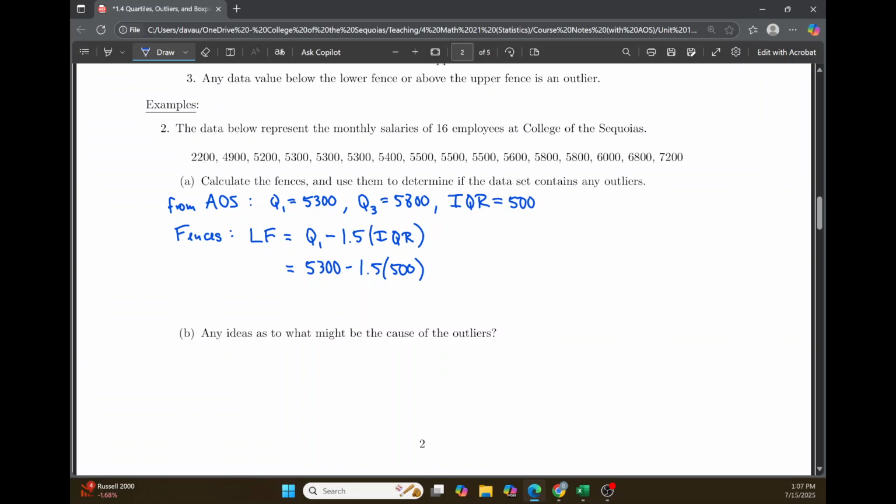Actually, maybe before we do that, let's write down the upper fence, right? So the upper fence is Q3 plus 1.5 times IQR. So notice the subtle differences between the lower fence and the upper fence. We have Q3 for the upper fence rather than Q1, and it's a plus rather than a minus, okay? But this is going to be 5,800 plus 1.5 times 500. Okay, so let's head over to a calculator.